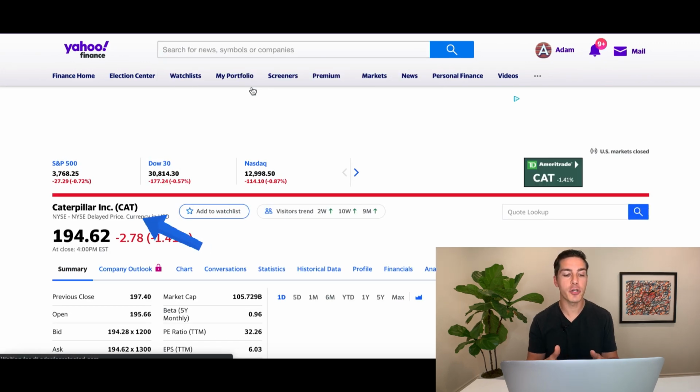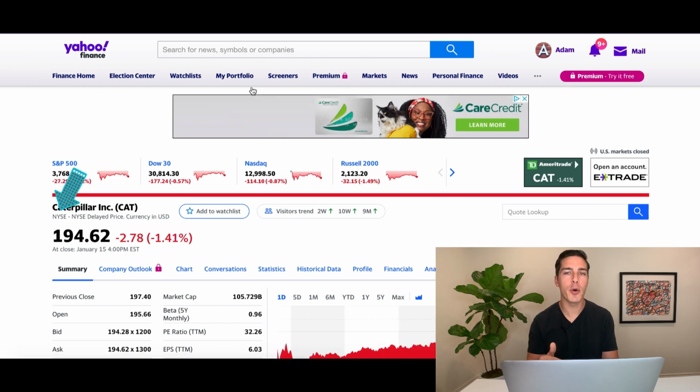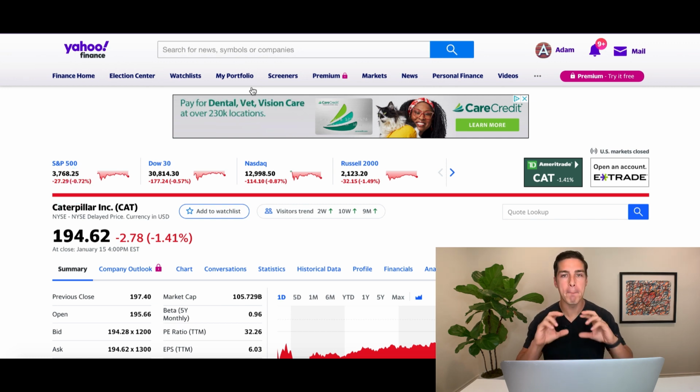So on the middle left of your screen, you're going to see the company name and then ticker symbol in the parentheses. Right below it, you're going to see which exchange Caterpillar is traded on. In this case, it's going to be the New York Stock Exchange. And then right below it in big fat numbers is going to be the current stock price for Caterpillar. So right now it's trading at right around $194.62.